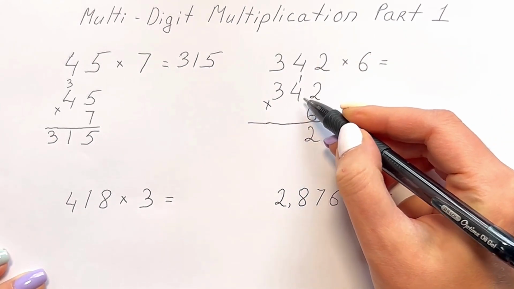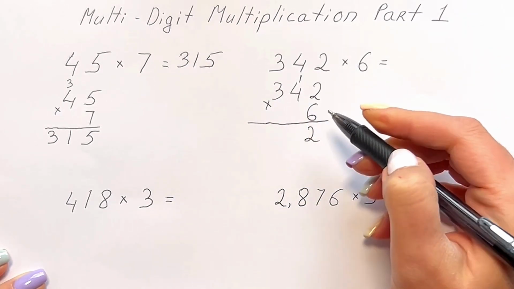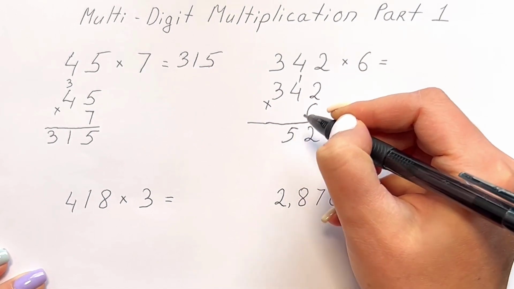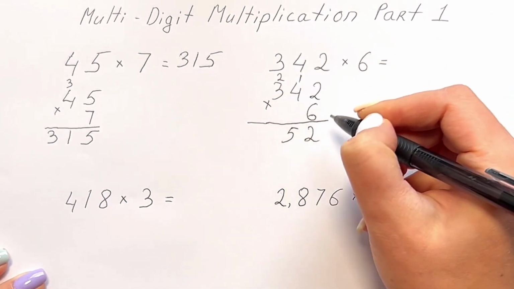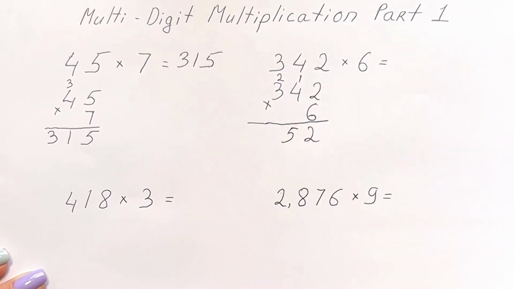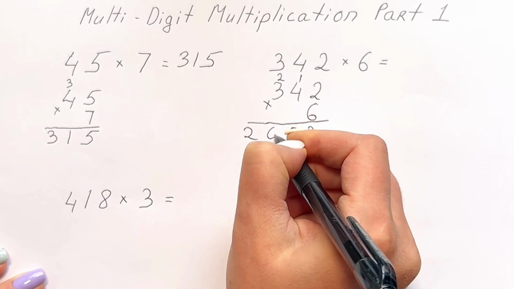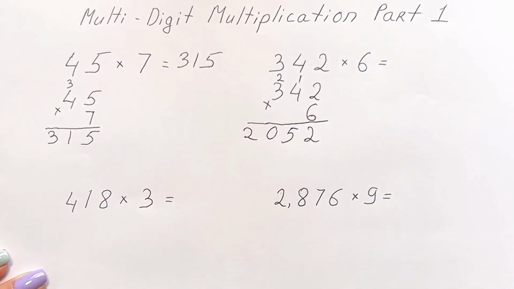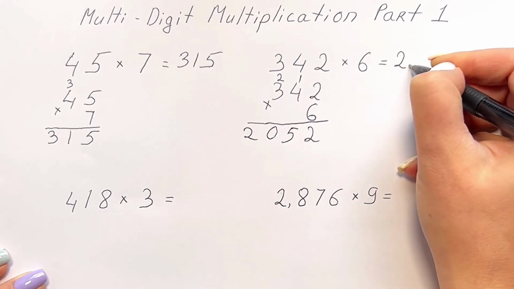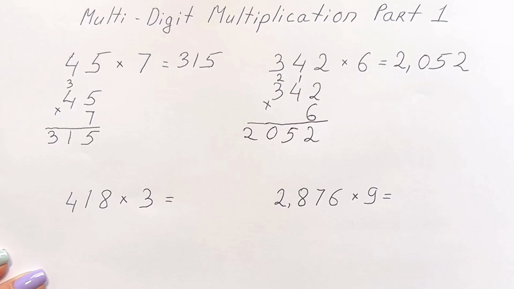6 times 4 is 24. 1 more will be 25. We will put the 5 and carry 2. 6 times 3 is 18. 2 more will be 20. So 342 times 6 is equal to 2052.